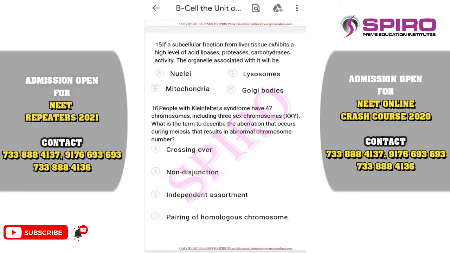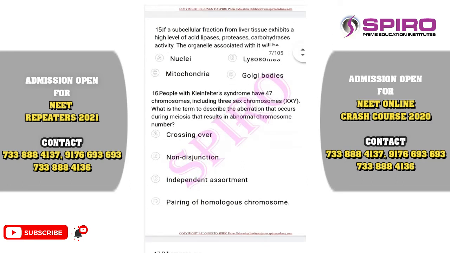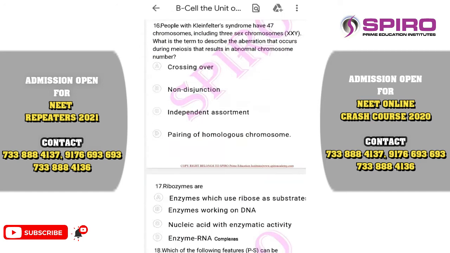So proceeding to the next question, question number 16. The people with Klinefelter syndrome have 47 chromosomes, including 3 sex chromosomes. What is the term to describe the aberration that occurs during meiosis that results in the abnormal chromosome number? Dear students, you should know about a particular thing called disjunction. Disjunction usually occurs at the anaphase stage. In the anaphase stage, the spindle fibers contract, so the chromatids are pulled towards the corners. That is the normal process occurring. This normal segregation of the chromosomes is called disjunction.